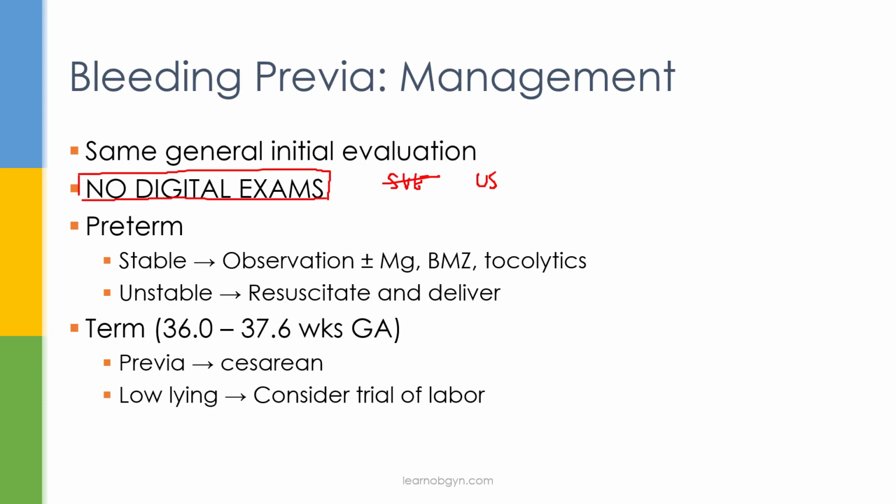The other thing is the preterm and term management differs slightly because we can schedule C-sections as early as 36 weeks. If someone presents with bleeding at 36 weeks in a previa, you're not going to wait until they're technically term, which is 37 and over. And also, a previa is a contraindication to a vaginal delivery. So if someone has a previa, they have to do a C-section. If they do have a low-lying placenta, which is a placenta that's less than 2 centimeters from the internal os, but not touching the internal os, then you could potentially consider a trial of labor.